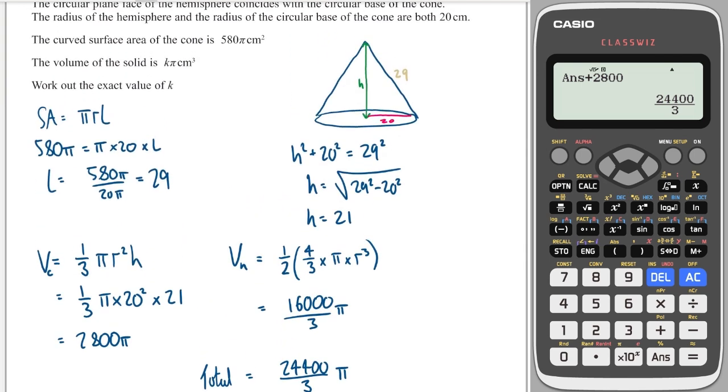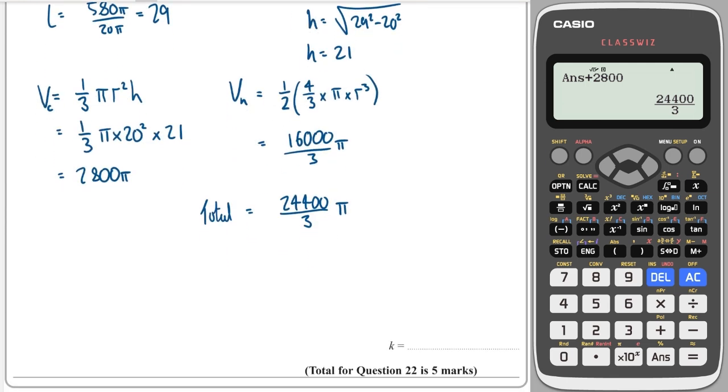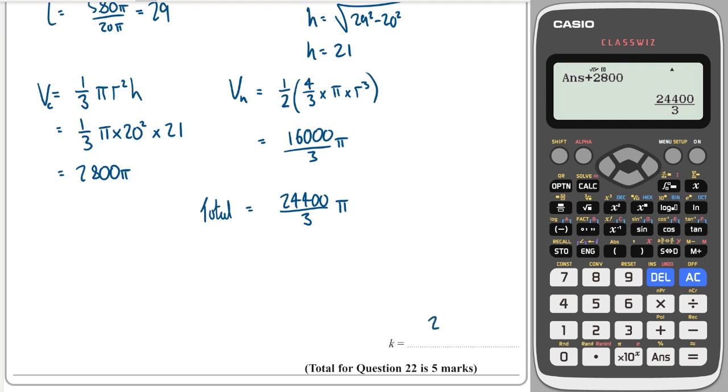So therefore they wanted it in terms of k pi. And it wants the exact value of k. So we can't write it as a decimal. We have to leave it as a fraction. And that is 24,400/3.